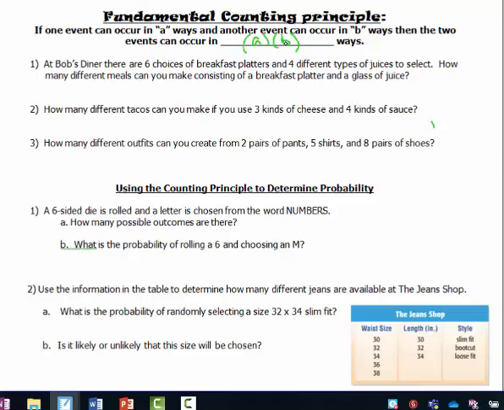So at Bob's Diner, there are 6 choices of breakfast platters and 4 different types of juice. How many different breakfasts can you make? Well, it's just going to be 6 times 4. We could do a sample space. We could do a tree diagram, but we could just use the fundamental counting principle.